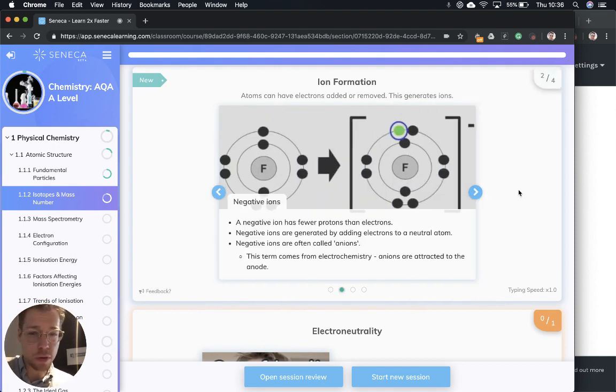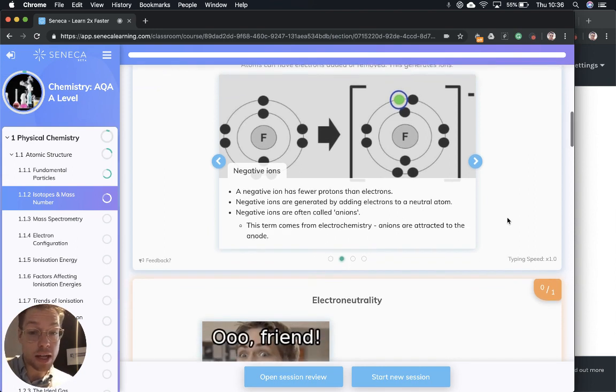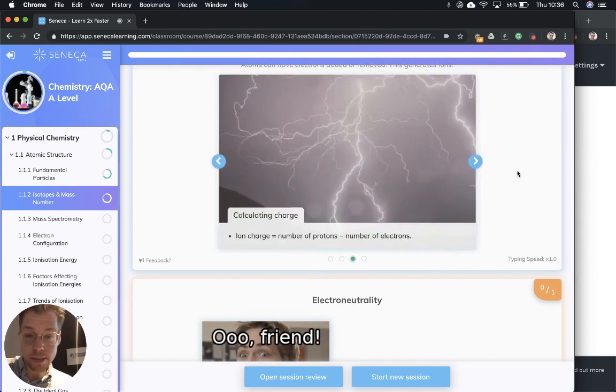So, how do we form negative ions? Well, we were just taking electrons away. Now we've got to give something back. So if we add electrons to a neutral atom, we form a negative ion and we call that an anion. Okay, so cations, positive, anions, negative.